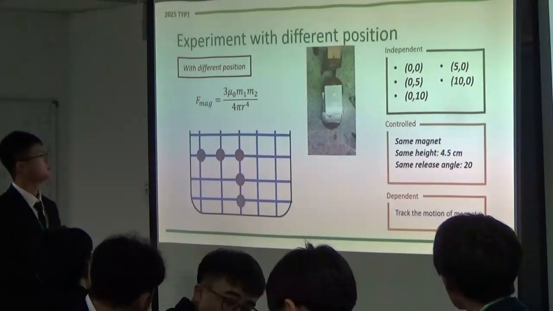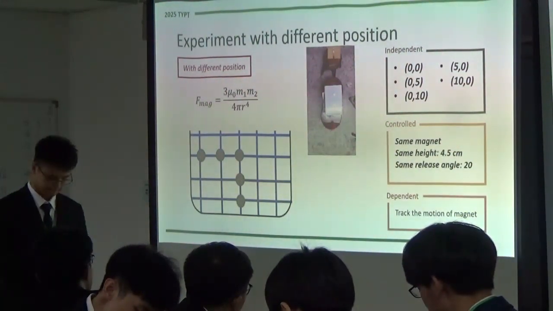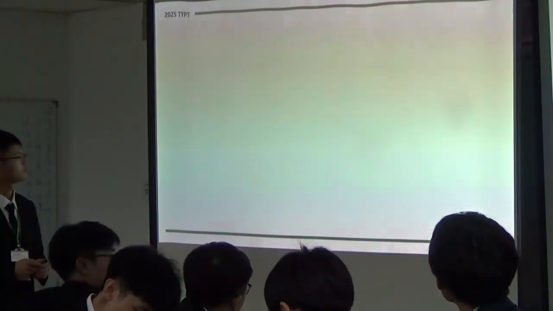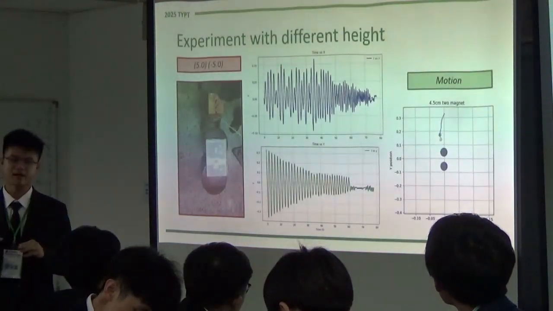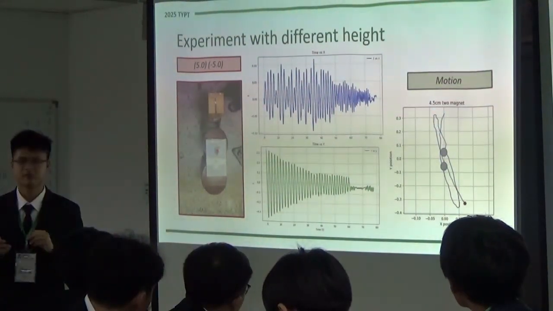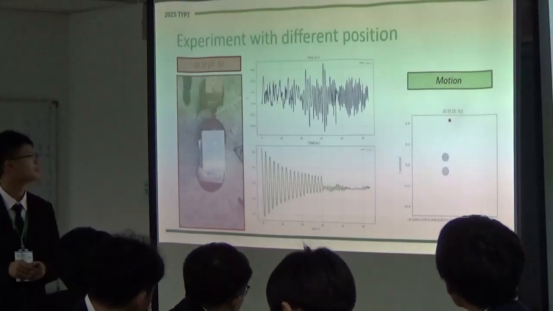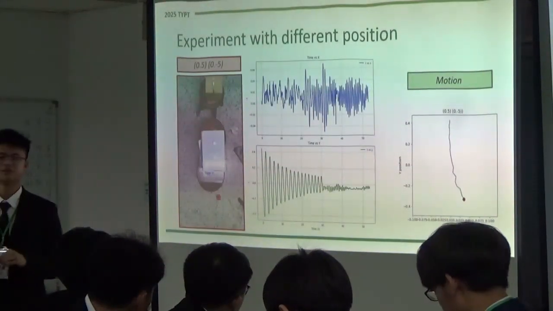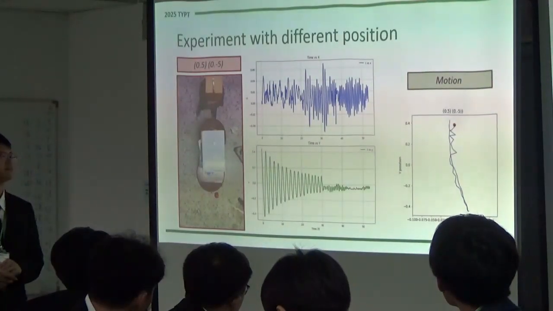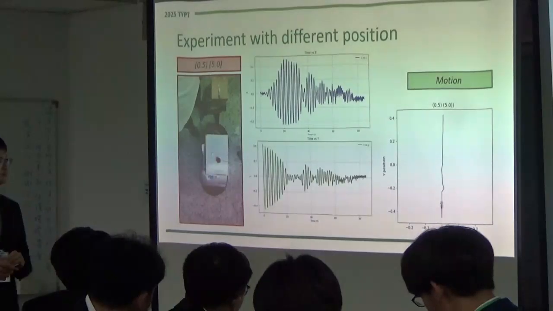Then there is an experiment about different positions with 2 magnets. First is the 2 magnets at different positions: phi 0 and minus 0, minus phi and 0. And this is 0, 5 and 0, minus 5. And this is 0, 5 and 5, 0.